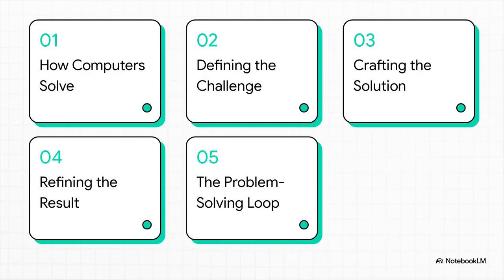So here's the game plan. We're going to walk through 5 key stages, starting with the absolute basics of how a computer thinks, and we'll end up with this really powerful loop that you can apply to pretty much any problem you face. All right, let's get into it.